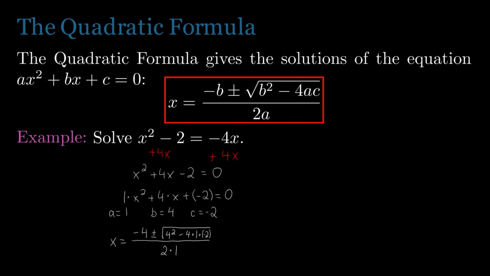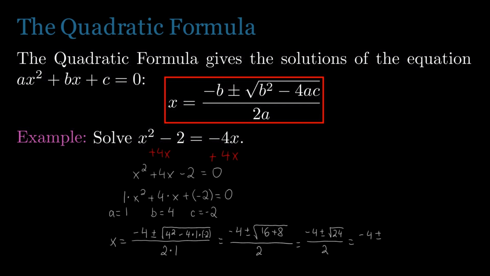From that point on, it's just a matter of simplifying that and making sure that our final answer is a simplified radical expression. So we're going to have negative 4 plus or minus, then 4 squared is 16. 4 times 1 times negative 2 is really plus 8. And that's under the square root here. All over 2, which is 2 times 1. So negative 4 plus or minus 16 plus 8 is 24, the square root of 24, over 2.